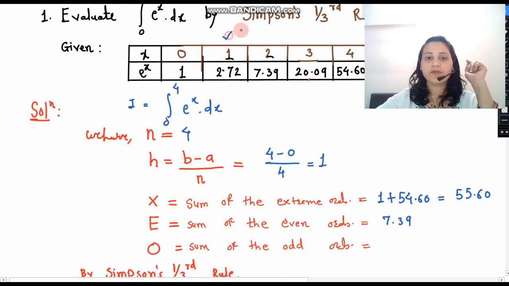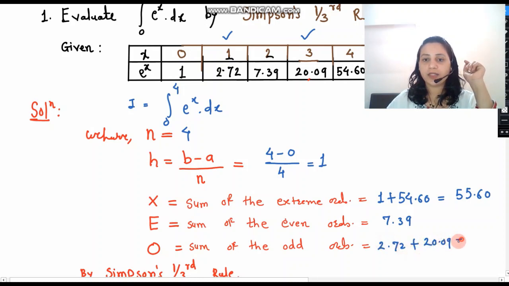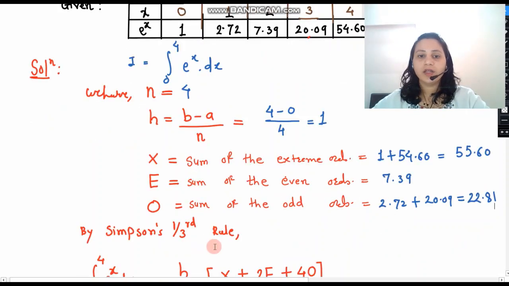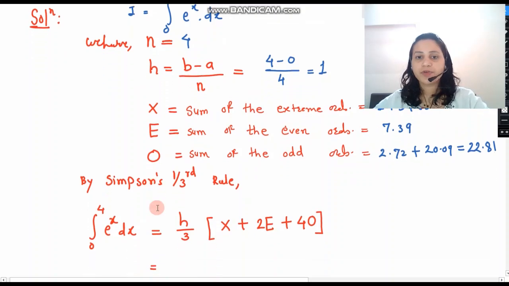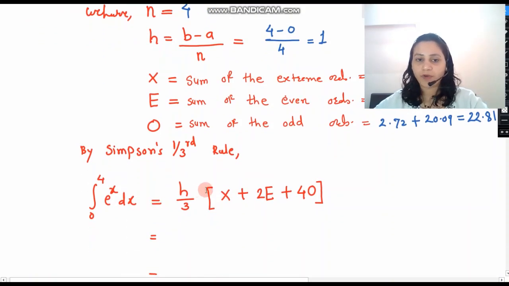Now o, that means the sum of odd ordinates. Here odd ordinates are 1 and 3. So the corresponding values of 1 and 3 are 2.72 plus 20.09. Once we get all the values n, h, x, e and o, just substitute all the values in the Simpson's one-third rule formula, right?